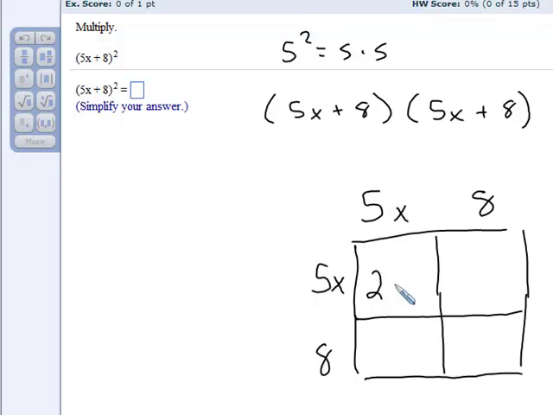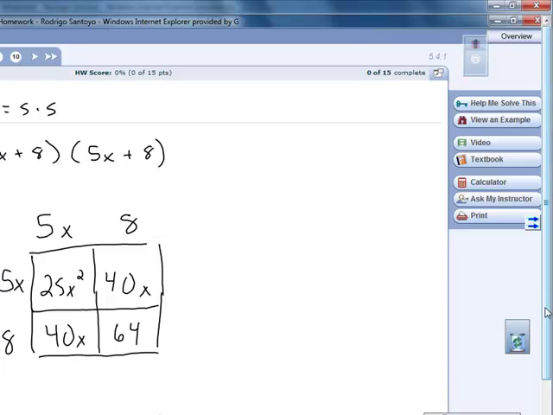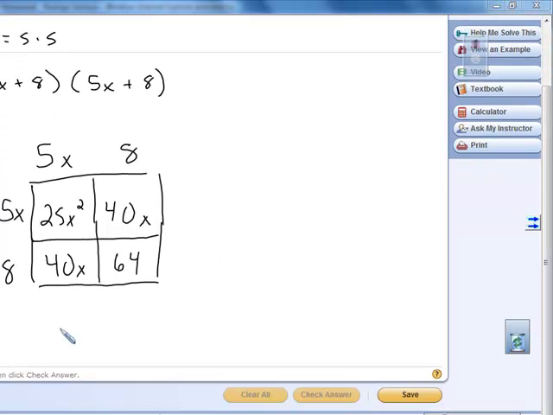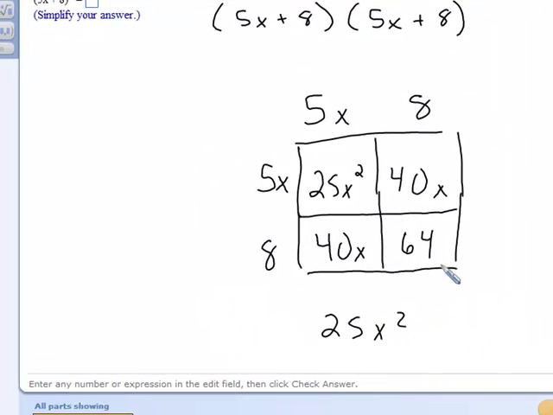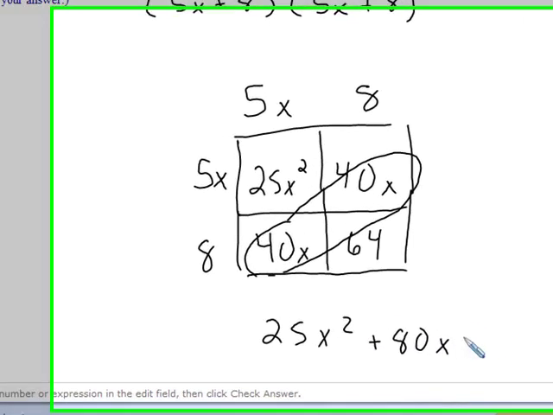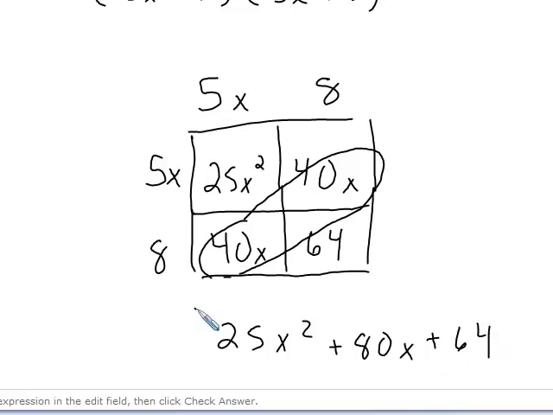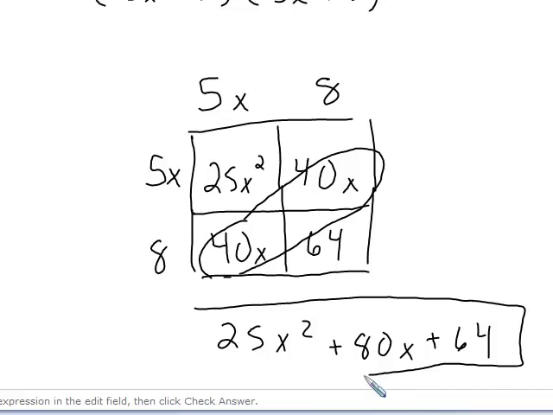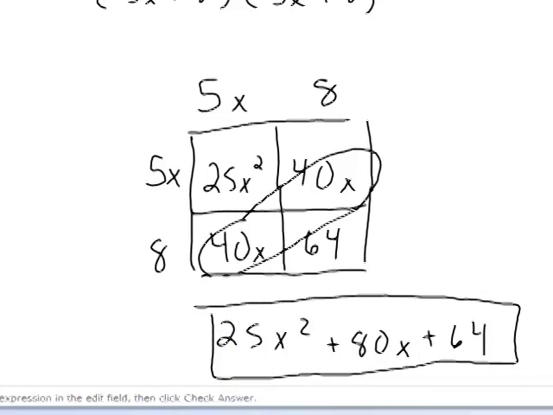Now we just multiply. 5x times 5x, 25x squared. 5x times 8, 40x. 5x times this 8 gives us 40x, and 8 times 8 gives us 64. We combine our like terms. Well, we only have 25x squared. We combine these two. 40x and 40x are both positive, so we're just going to sum those. We sum those, we get 80x. And we're left with the positive 64 there. So we're just able to multiply two binomials there.